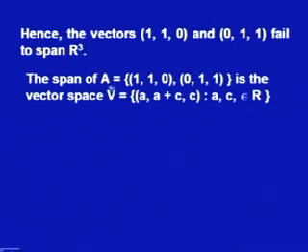However, the span of these two vectors, (1,1,0) and (0,1,1), is the vector space V of vectors (a, a plus c, c), where a and c belong to R. So, this is a vector space. This is the span of these two vectors, but the vector which we have considered will not fall in this vector space V.